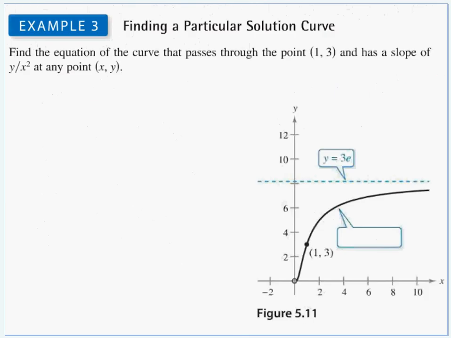Example 3. Find the equation of the curve that passes through the point (1, 3) and has a slope of y divided by x squared at any point (x, y). So here's our graph, undefined at the origin, but we're going up. There's our point (1, 3). So we want the particular solution there. And then here would be our curve.